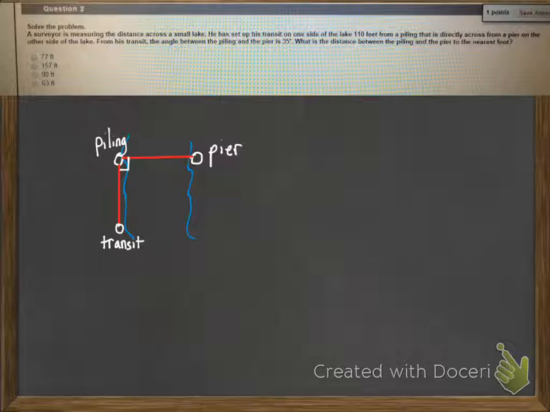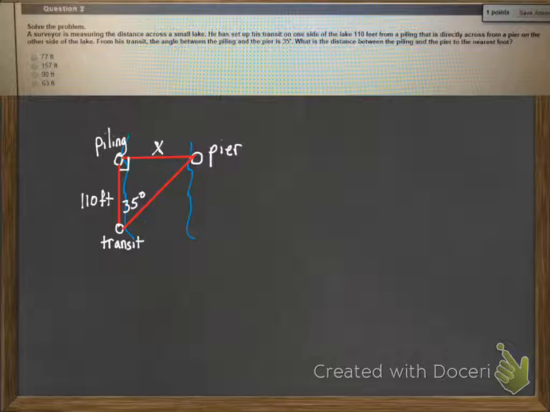And so as we read the problem here, we have this picture. We have the lake or river, in this case lake, and we're trying to measure between that piling and the pier. And we want to figure out how far it is. So we go down the lake a little bit, in this case 110 feet, and then we use our transit, which is a device that we can use to measure angles, to measure the angle from the piling to the pier. And we're told that that angle is 35 degrees. We're also told the distance from where we're at to the piling is 110 feet. We would like to figure out how far it is from the piling to the pier.